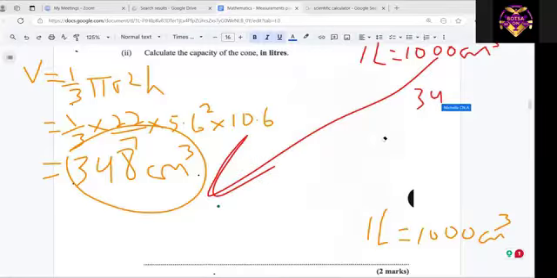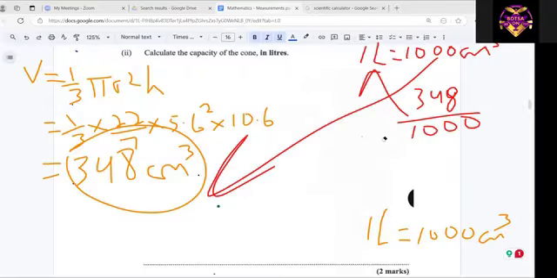So if I take 348 and divide it by 1,000, I will get the liters. Well, I will get it to convert to liters. Now, there are different ways to divide by 1,000. There's an easy way, and there is a longer way that I don't recommend.